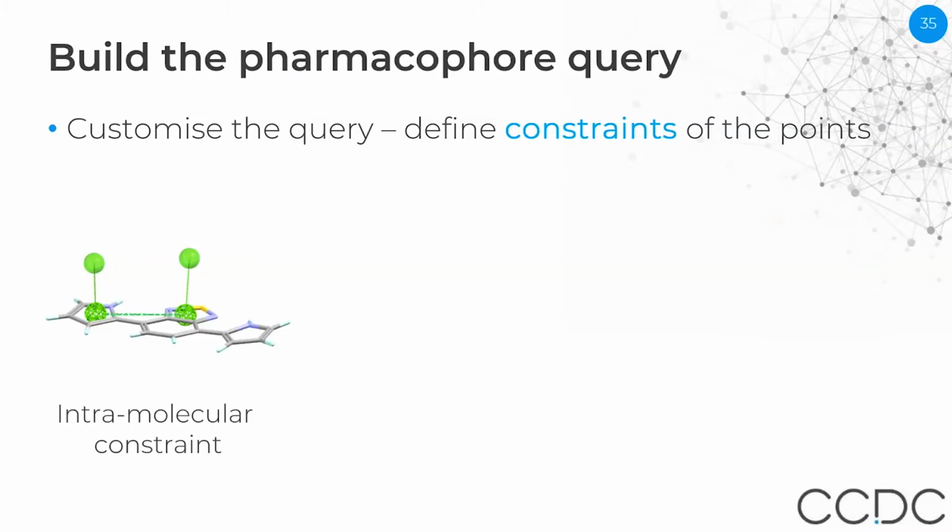A Pharmacophore point query can be further customized by defining constraints. So it is possible to define an intramolecular constraint, which requires the Pharmacophore point in the matching structure to be located in the same molecule. Such a constraint is represented by a green dashed line between Pharmacophore points.